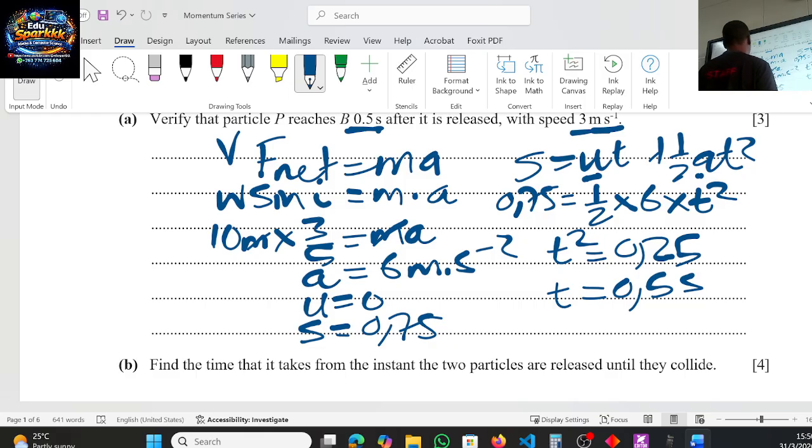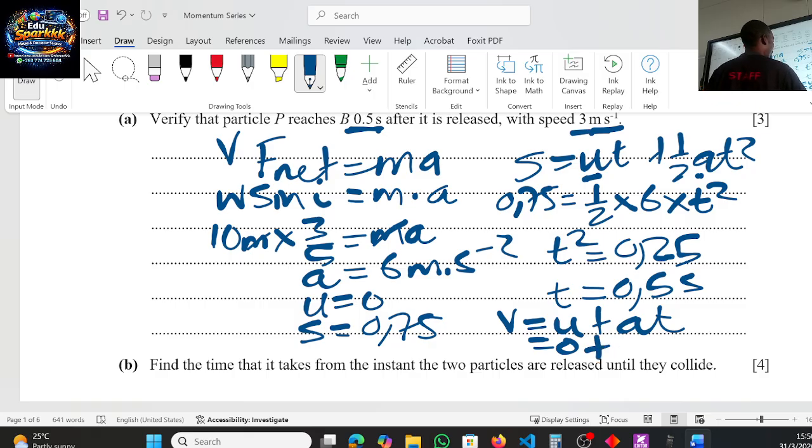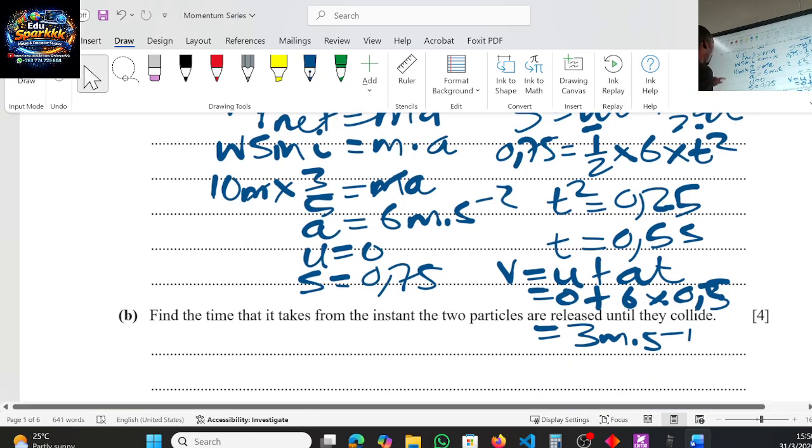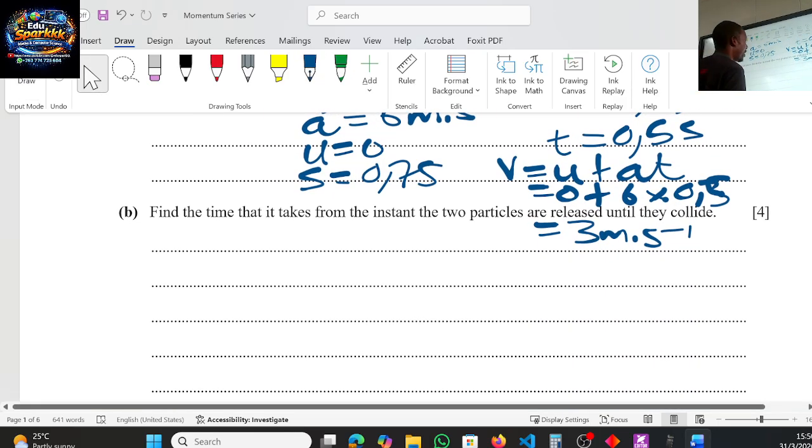Now that I've got a, t, and u, I can bring in the first equation of motion, which says v equal to u plus at. Because I'm interested in the final velocity, I want to confirm: initially it was 0, plus acceleration, which we said is 6, multiplied by the time, which we said is 0.5. So when I do my simplification, v will actually give me 3 meters per second. So I've shown what was required in their first problem.